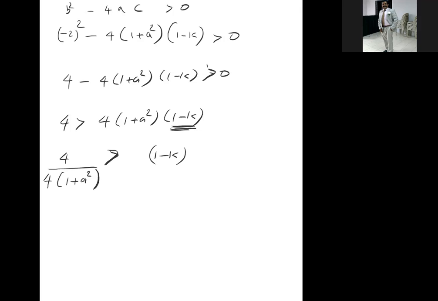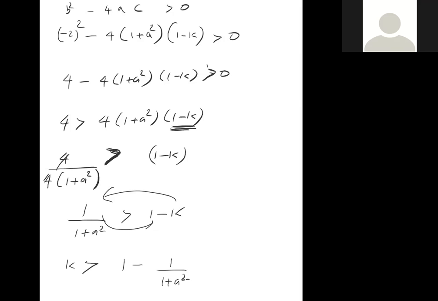Does it make sense? The 4s cancel forward. We are getting 1 by 1 plus a square greater than 1 minus k. Then bring k to this side and bring this to this side. So what happens? Minus k becomes plus k. So k greater than one minus 1 over 1 plus a square.